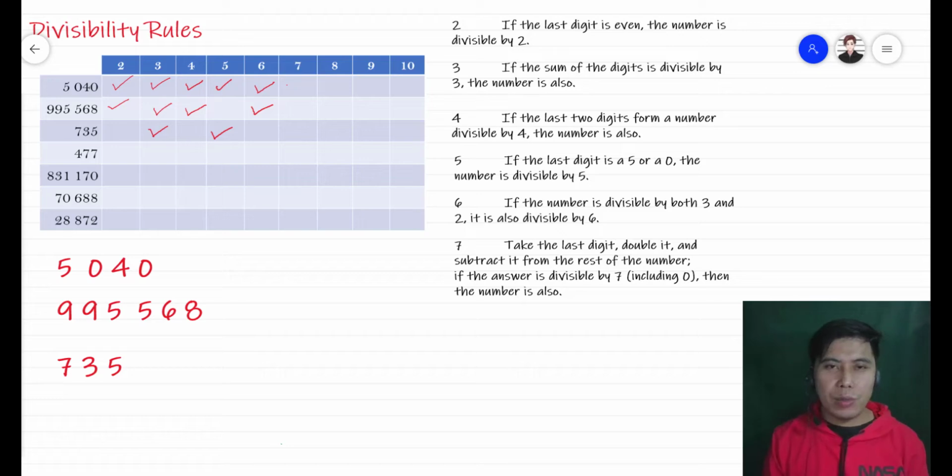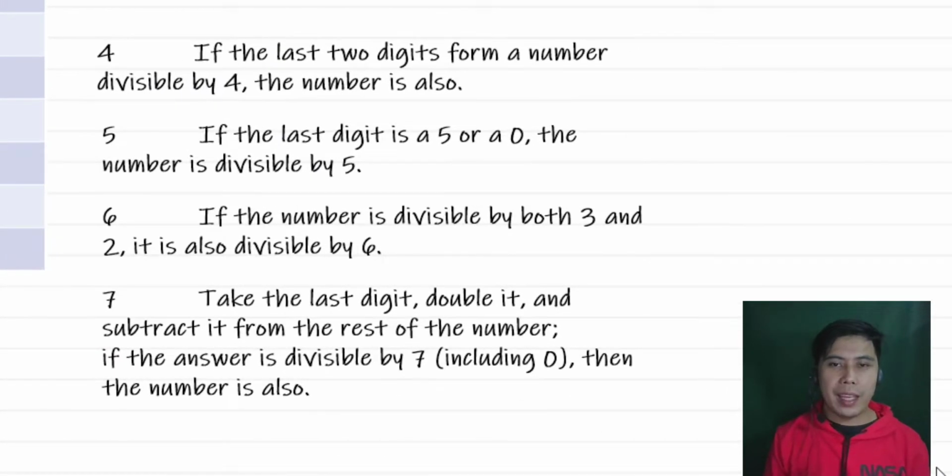For the next rule, we have to do a little computation process to determine if a number is actually divisible by 7. So what are those processes? First, we have to take out the last digit, double it, and subtract it from the remaining digits. So how do we do that?